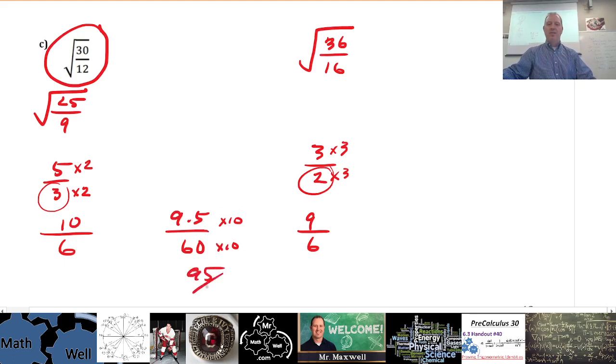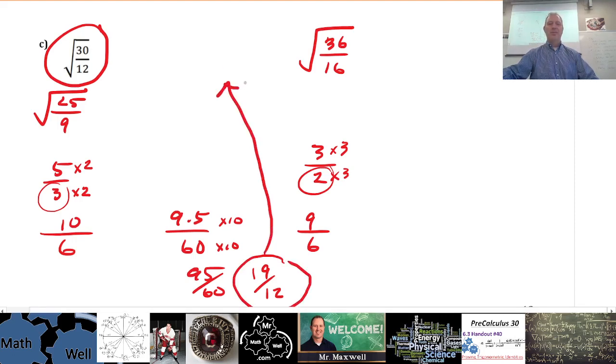So 95 over 60. Okay, well, we probably could reduce that a little bit. We could divide both by 5, I guess. This is what, 19 over 12? 19 over 12. Okay, all right, so that's a little bit of work, right? But that would be pretty close to what this answer would be, I suppose.